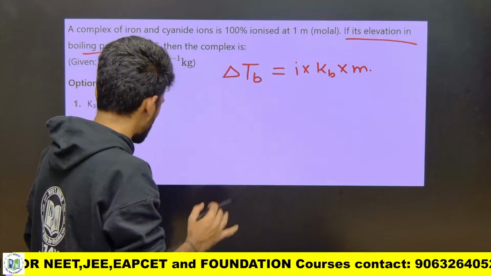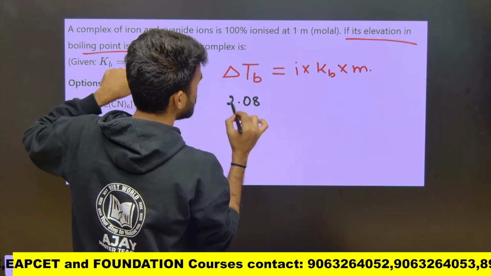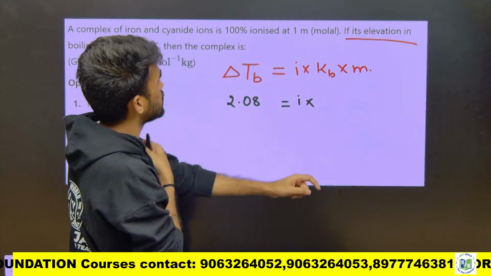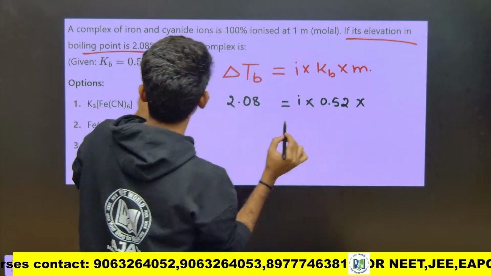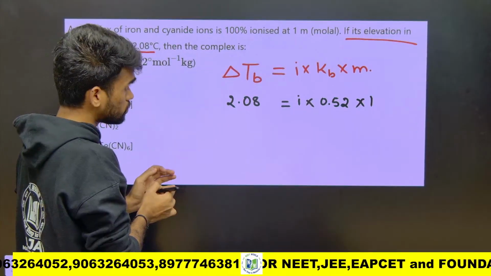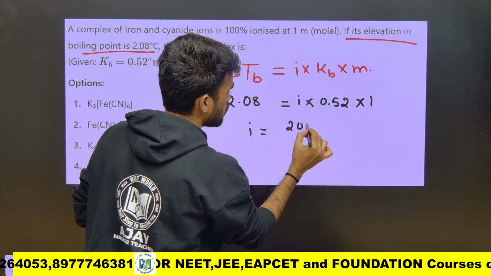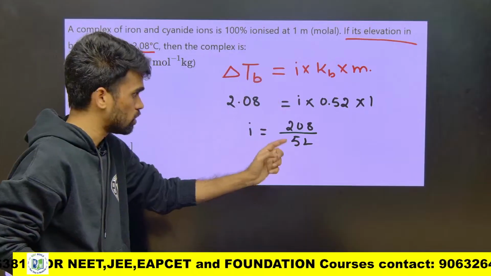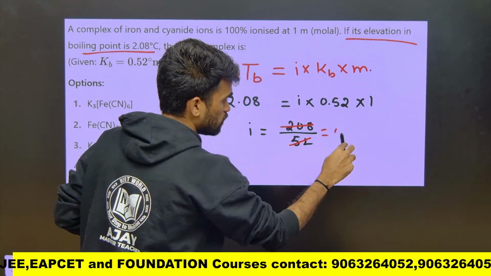Just substitute the values. It is given as 2.08, which equals i into Kb, which is 0.52, into m, which is 1 for the 1 molar solution. So what are we left with? i equals 208 by 52. Multiply by 100 on both sides and you will get this. If you simplify, you will get 4 as the answer.